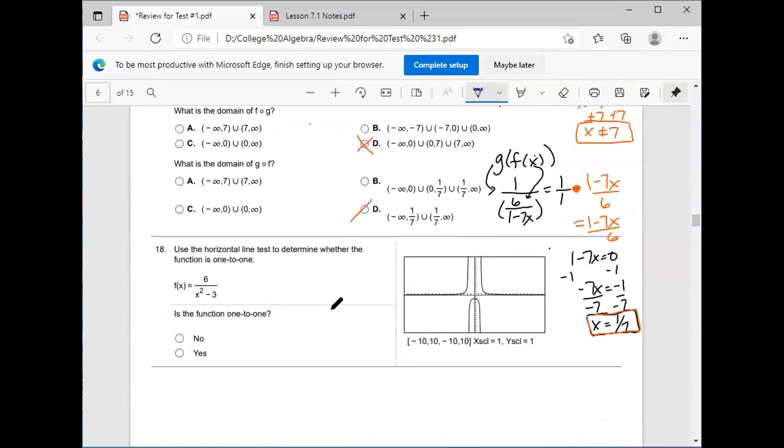18. Use the horizontal line test to determine whether this function is 1-to-1. So it's the same as the vertical line test. It can't touch it more than one time. And this one actually does, no matter where we draw the line. So this function 18 is a no, it's not 1-to-1. It does not pass the horizontal line test.